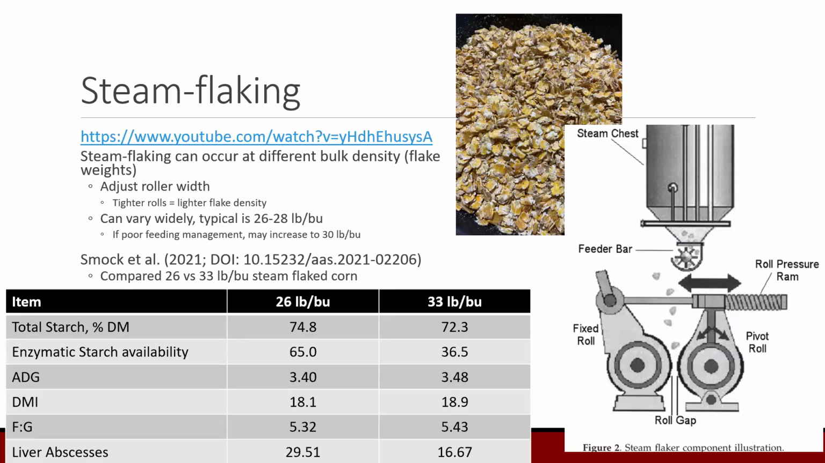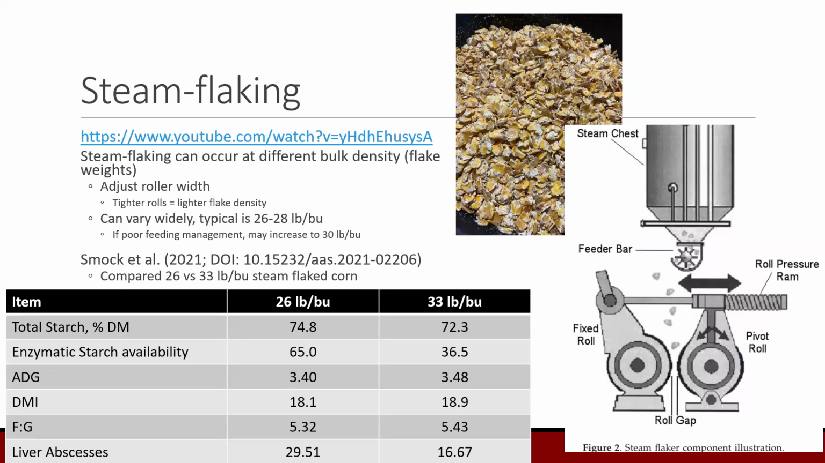We talked about this previously, but a lighter flake weight, a less dense flake, will have more starch availability than a more dense flake. By being further processed and flattened out, it's going to decrease that grain's bulk density.